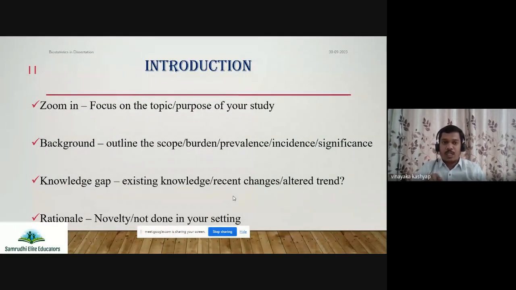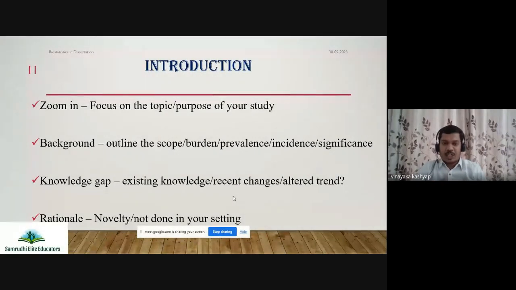Then most important is the knowledge gap. What is the existing knowledge that we have, and is there any recent change in whatever knowledge is known, or is there any newer technology, newer adaptation, or any newer technique in a procedure, and is there any altered trend? All these things you're supposed to write in a glimpse, not in detail but just in a summarized way.